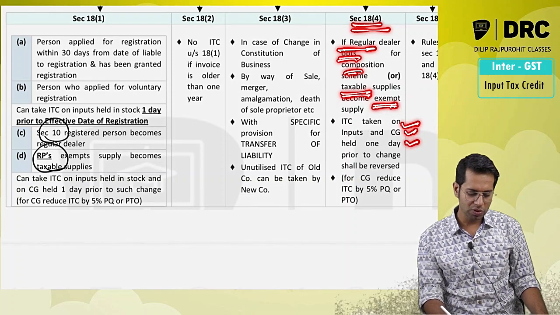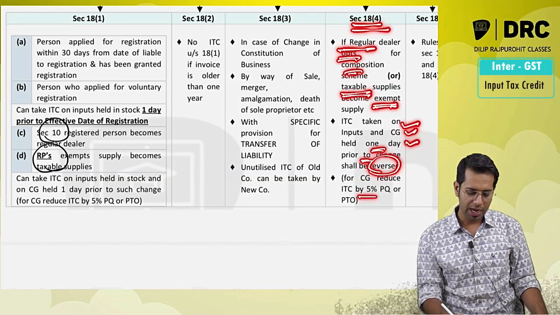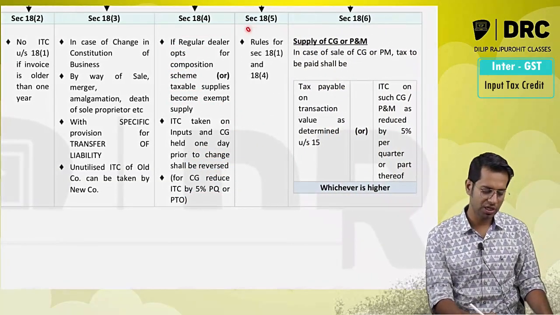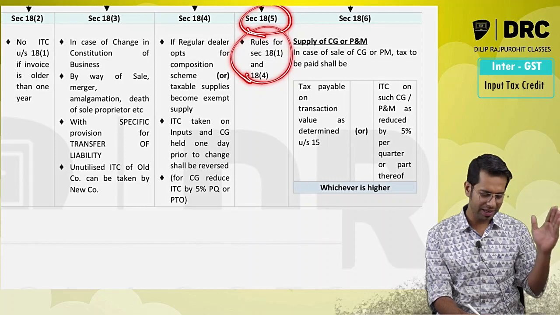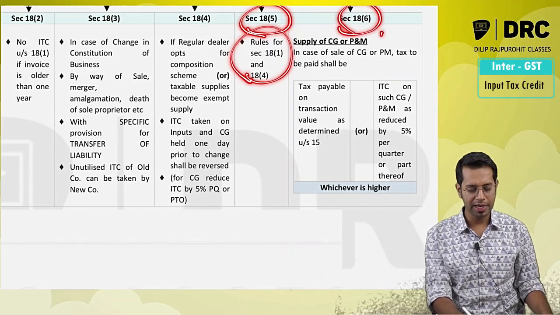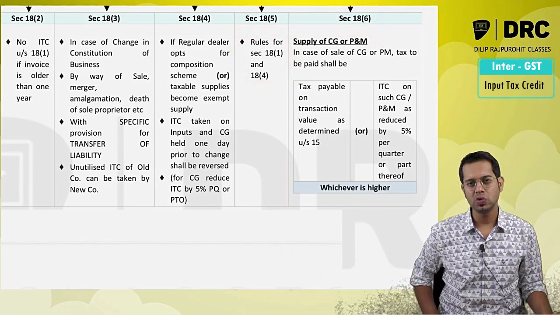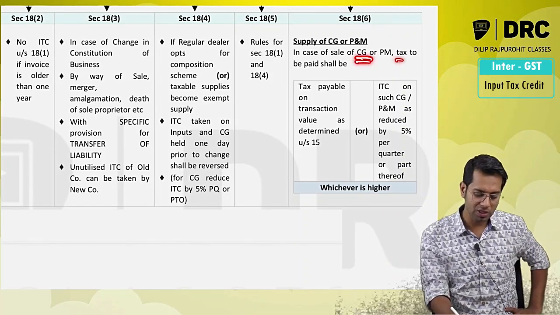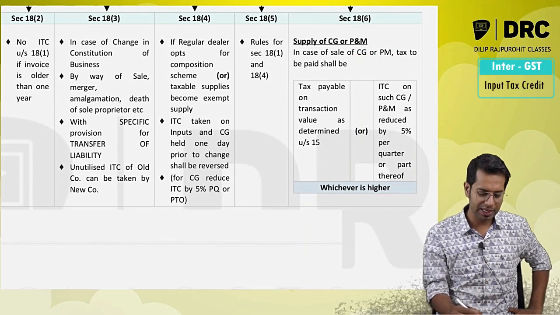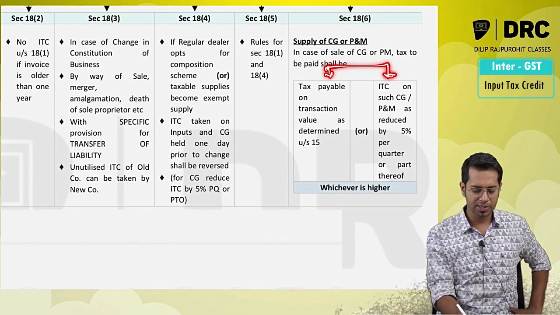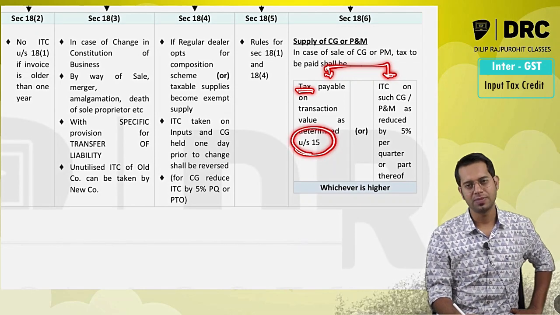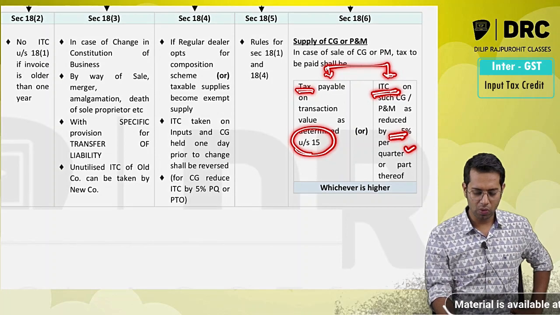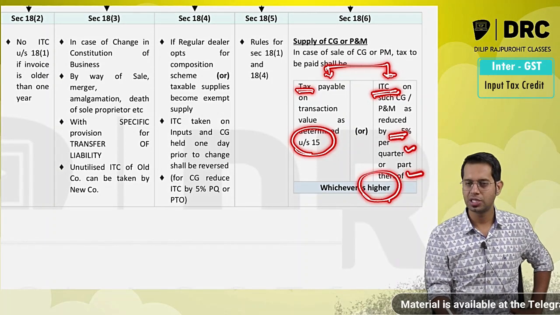ITC on the inputs and capital goods held 1 day prior to the change should be reversed, and on capital goods it shall be reduced by 5% per quarter or part thereof from the date of purchase till the date of change. 18.5 talks about rules for 18.1 and 18.4, and 18.6 is an important section which says, if you sell capital goods or plant and machinery, then you will have to pay the taxes to the government, or reverse the input tax credit as the case may be. How much tax will I have to pay, sir? The tax computed on transaction value as per section 15 on the sale price, or ITC reduced by 5% per quarter or part thereof from the date of purchase till the date of sale.